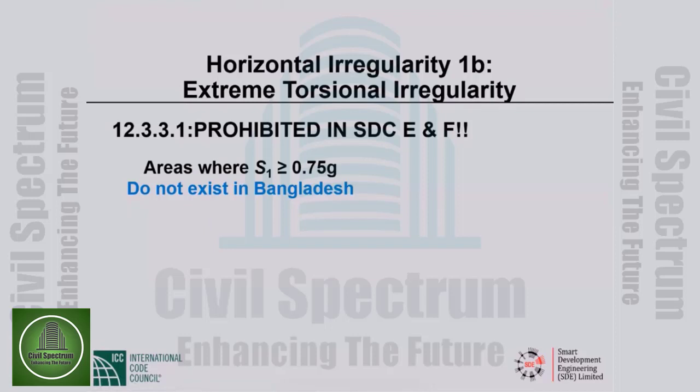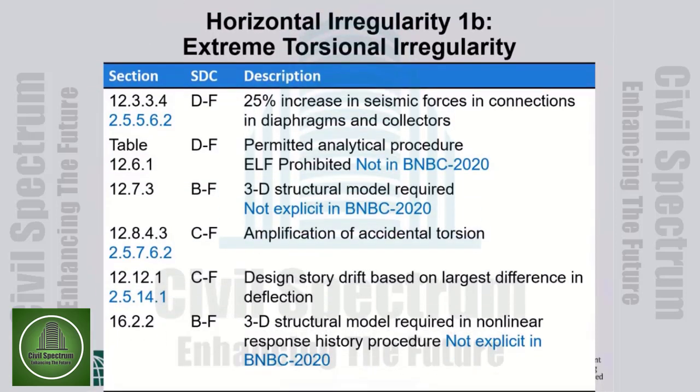This irregularity, AC 705, a building with this irregularity will be prohibited from being designed and built, where S sub 1, the mapped long period spectral acceleration, is larger than or equal to 75% of G. That can happen only in the vicinity of known faults that can generate large earthquakes. In Bangladesh, you simply do not have that. There is no S sub 1 larger than 75% of G. So you do not have this prohibition.